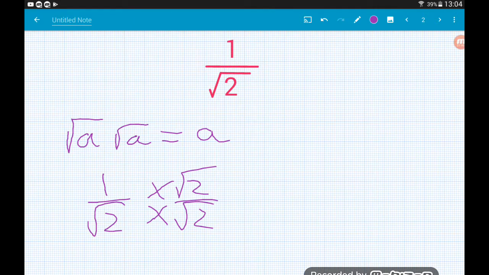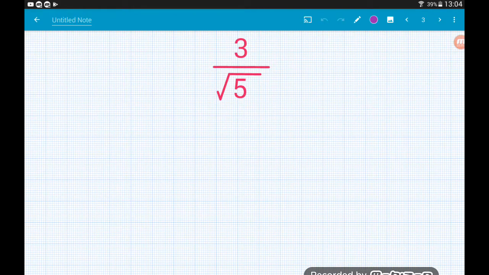If you multiply anything by 1, you're always just going to get that same something. So up on top, 1 times root 2 gives us root 2. And on the bottom, root 2 times root 2 gives us 2. So 1 over root 2 is equal to root 2 over 2. Job done.